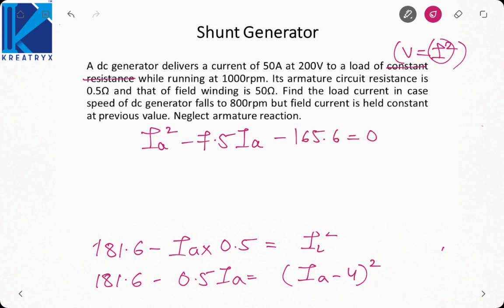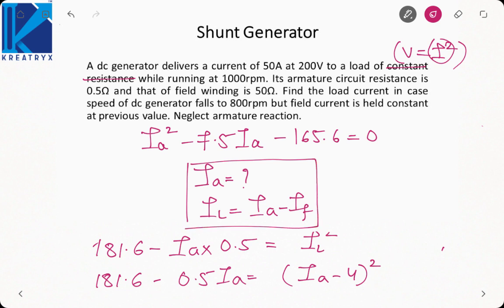So once you get this quadratic equation, you can calculate the value of IA, and once you calculate IA, you can calculate IL as IA minus IF. So that is how you deal with such kind of problems. This equation you can solve at your own end. I am not finding the value, you can find that yourself. Is it fine? So we can deal with any kind of load in generators, not necessarily a constant resistive load.